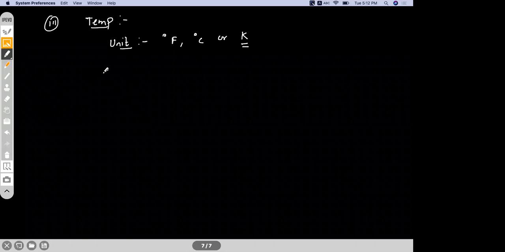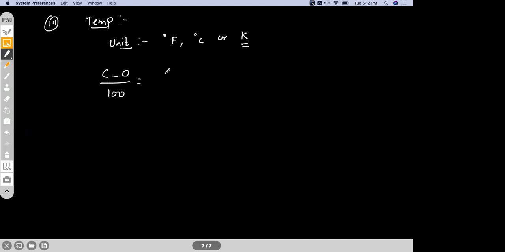And the relation we have: (C minus 0) by 100 is equal to (K minus 273) by 100, equal to (F minus 32) by 180. Mostly we use temperature in Kelvin. So we always use this unit. Okay, so write down this note. We always keep temperature in Kelvin here. Temperature always in Kelvin.